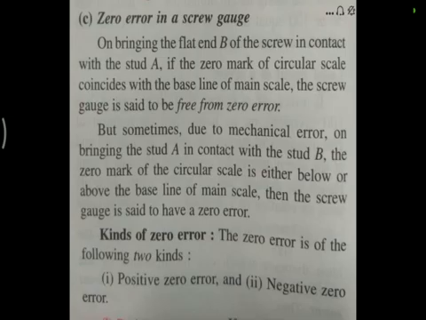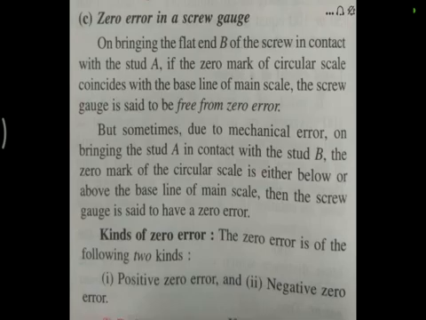A and B will come in contact, right? Once they come in contact, then we need to see whether the zero of the circular head coincides with the baseline. If the zero and the baseline are coinciding, then it is said the screw gauge is free from any error. But if it is not, then it is having errors. Now, if the error is there, what type of error can it be? There are two kinds of error.